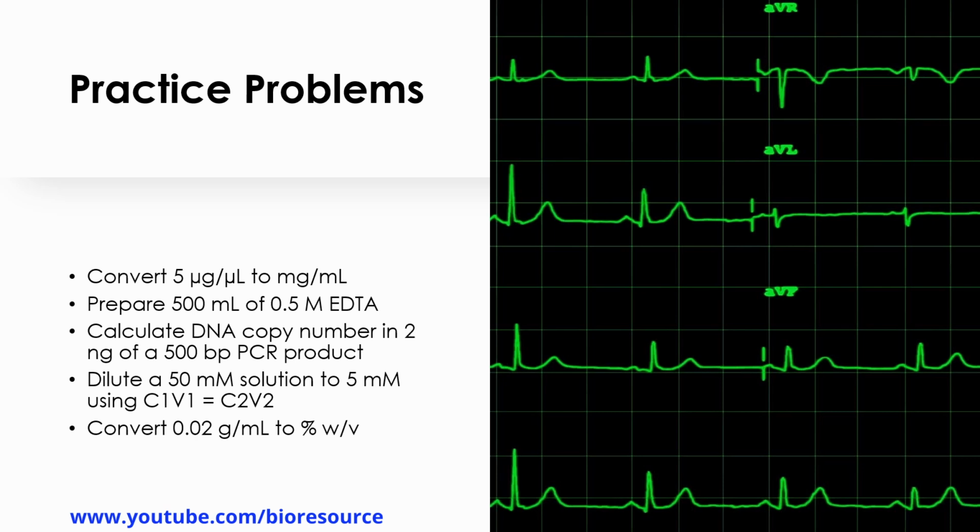Here are some practice problems. Try solving these common laboratory questions using the formulas we covered today. Things like converting microgram per microliter to mg per ml, preparing solutions of EDTA, or computing DNA copies based on mass. So share your answers in the comment section.